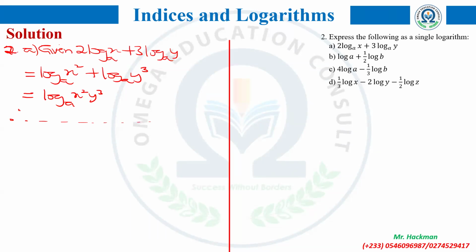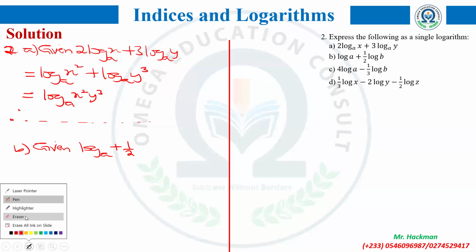Okay, then we come to B. You leave a line, then you come to B. B, what are we given? We've been given log to the base A plus half log. Oh, did I say log to the base A? It's not. The base is 10. I didn't see right. Okay, consider my age.